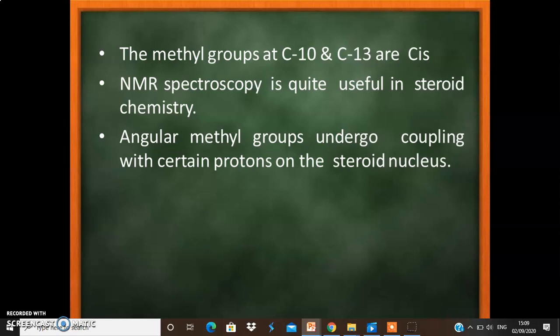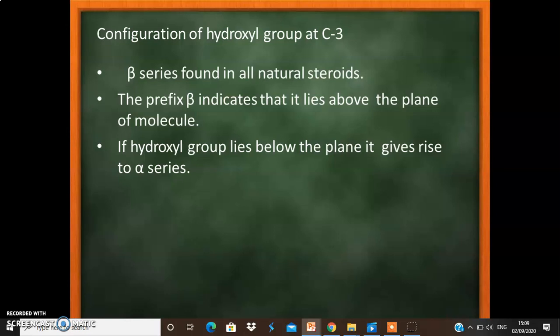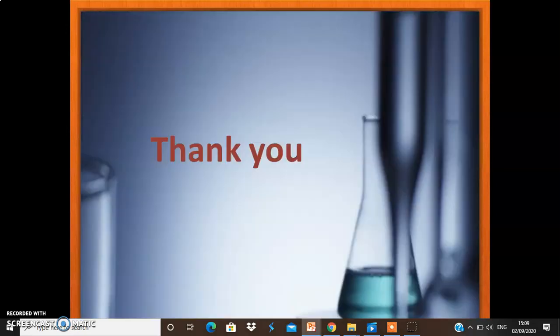NMR spectroscopy is quite useful in steroid chemistry. The angular methyl group undergoes coupling with certain protons on the steroid nucleus. It is also found that the peak width at half height of the angular methyl group for the trans-fused isomer is larger than that for the cis-fused isomer. Next, the configuration of the hydroxyl group at carbon 3: the beta series is found in all natural steroids. The prefix beta indicates that it lies above the plane of the molecule. If the hydroxyl group lies below the plane, it gives rise to the alpha series.